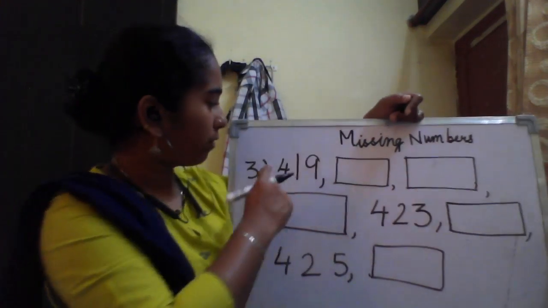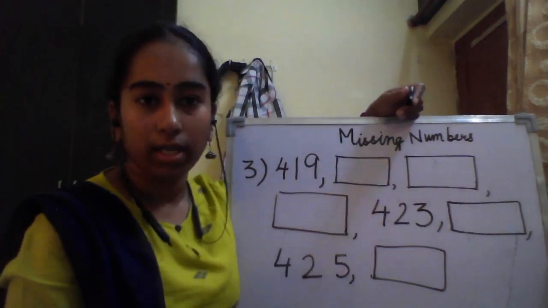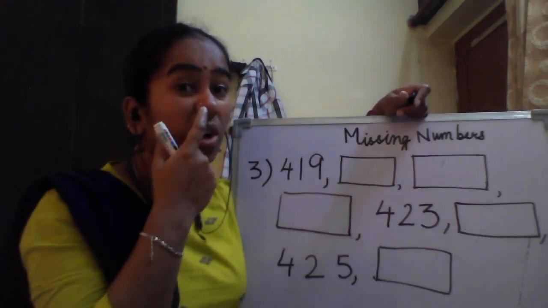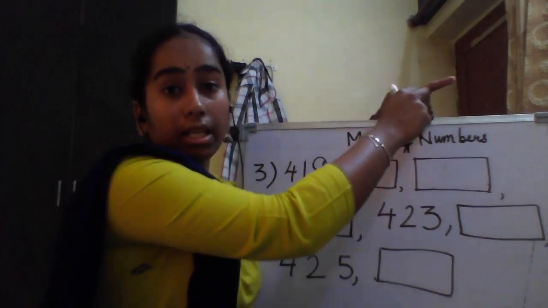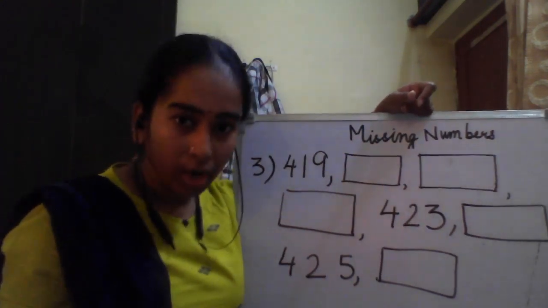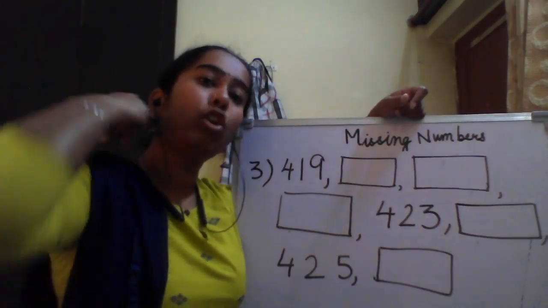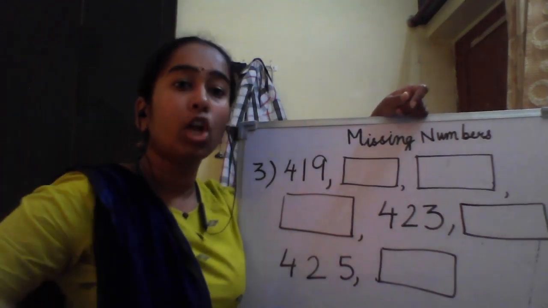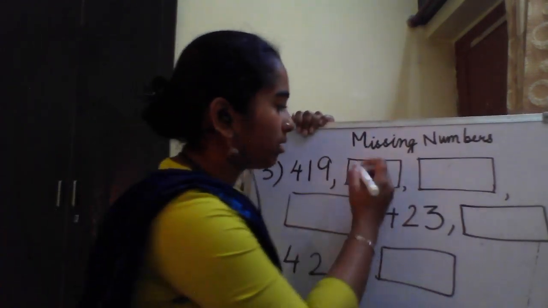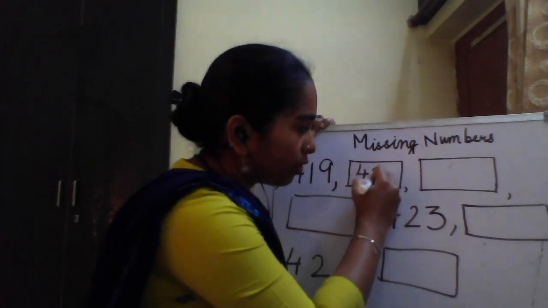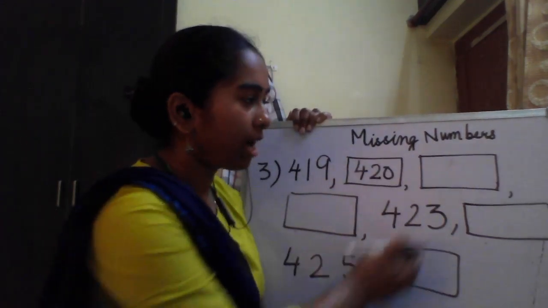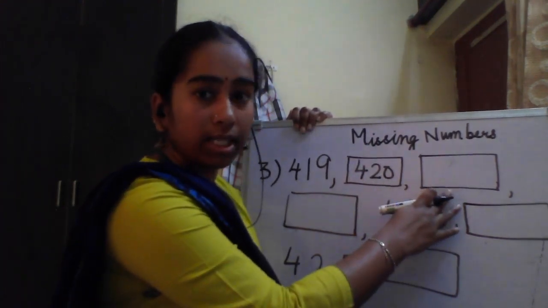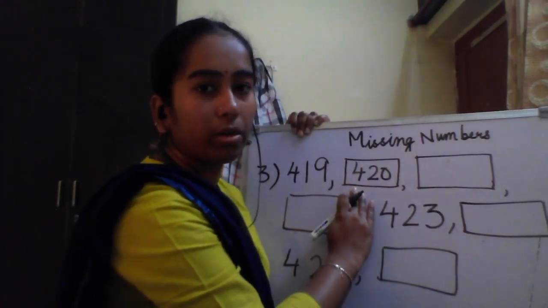Let's start. 419. So can you say the number? What comes after 419? 420. So let's write 420. What comes after? We have one more box. So we have to write the number after this. So what comes after 420?